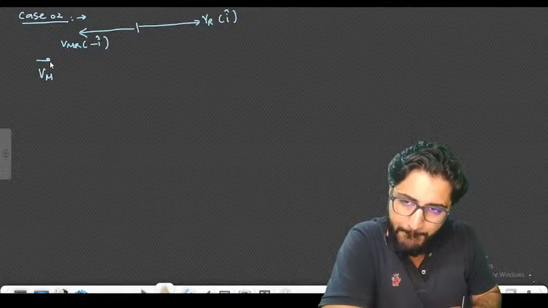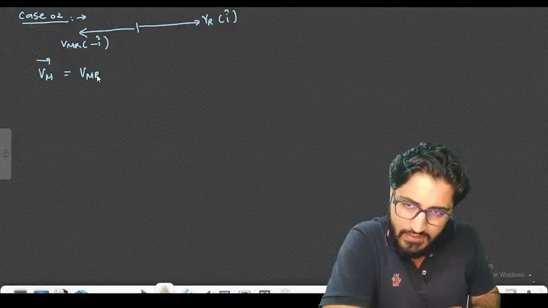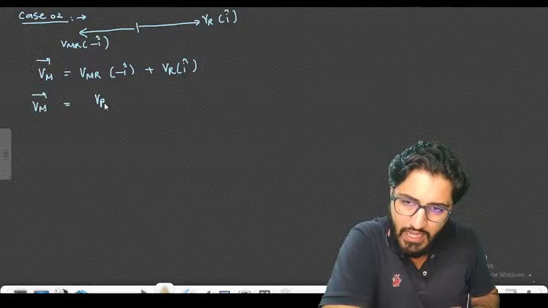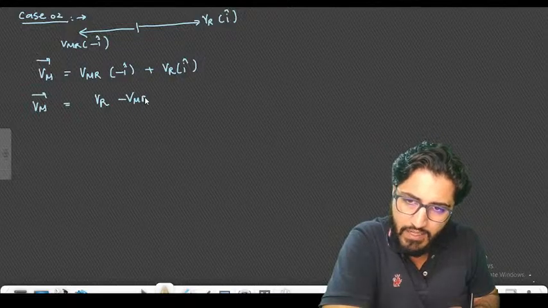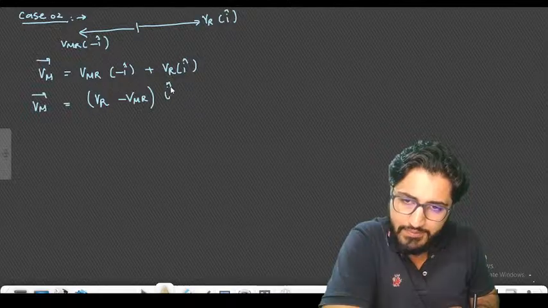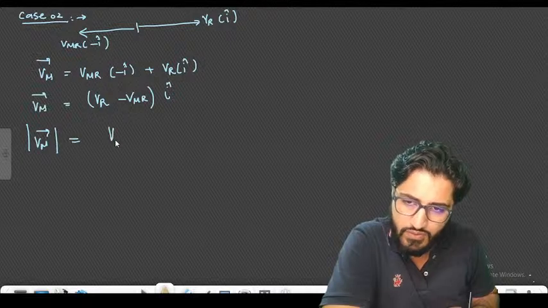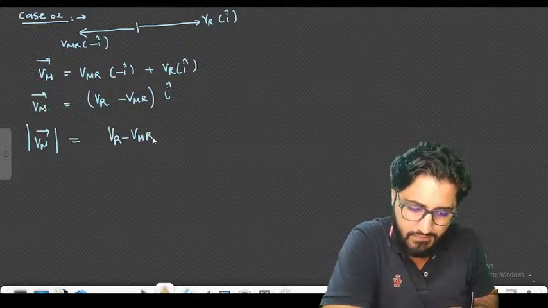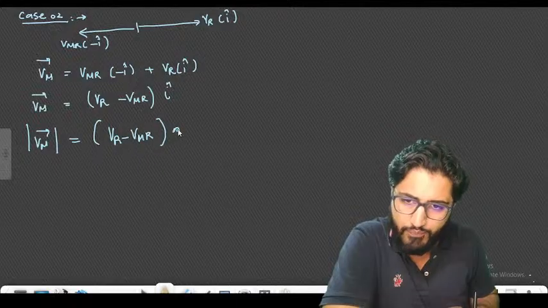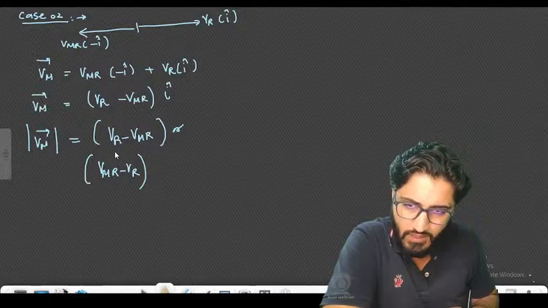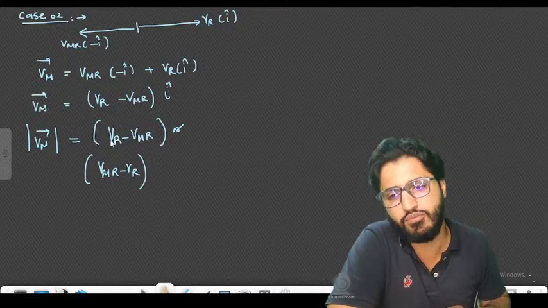So how will you write it? So vm, is it vmr? Yes, sir, but vmr is minus I cap, plus vr would be in plus I cap. So what is vm now? I can write vm equals vr minus vmr, both in I cap. The magnitude of vm will be vr minus vmr, or for positive deviation, vmr minus vr. Both are the same.